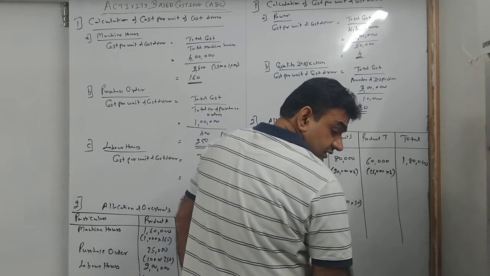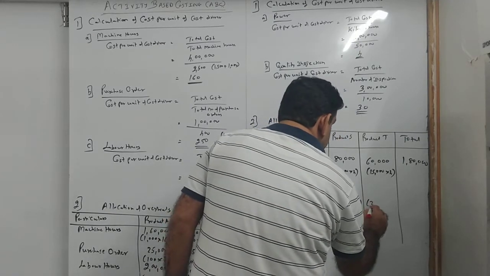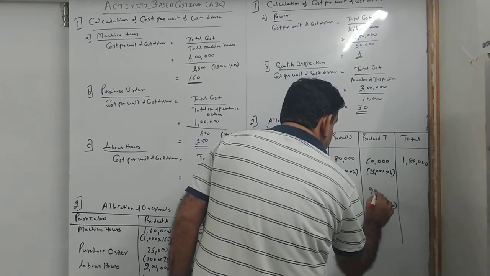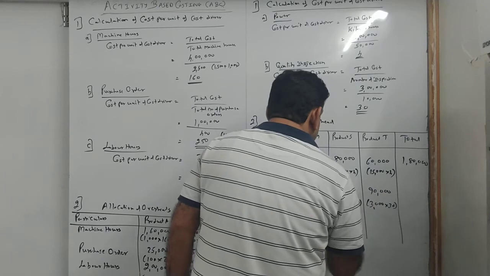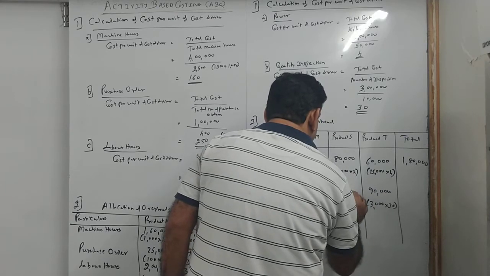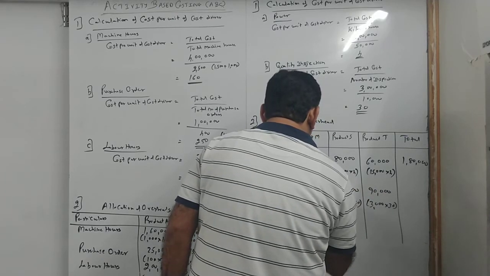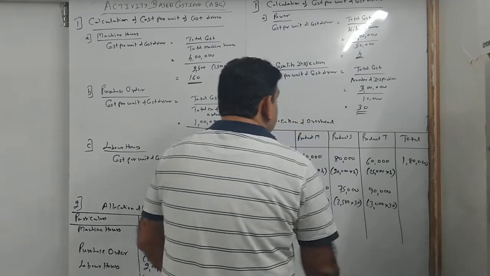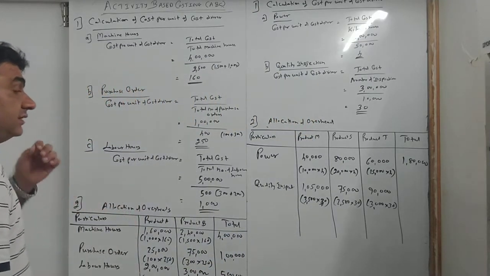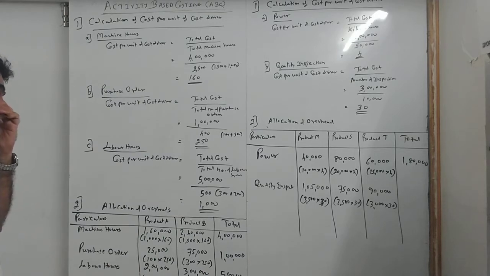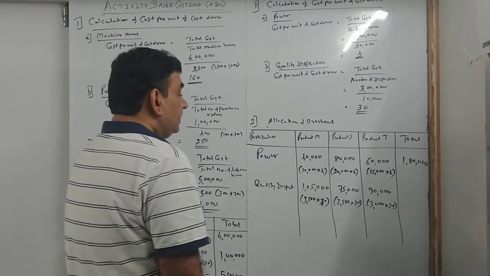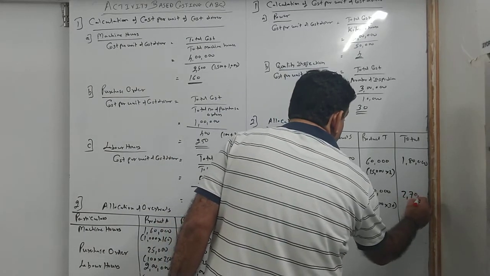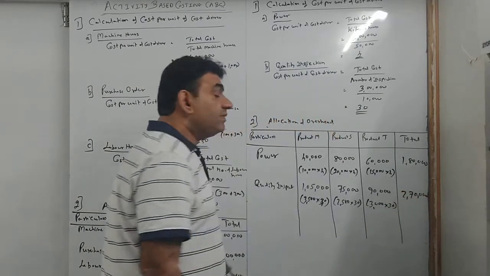2,500 into 30. And the next, 3,000 into 30. So 90, 75 and 1,05,000. 1,05,000 and 75. 180 and 90 gives you 270. See, यहाँ पे भी मैच नहीं हो रहा है.